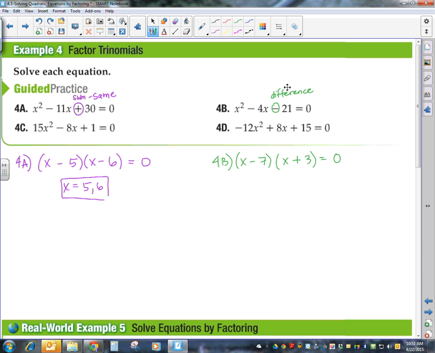The signs have to be different. I knew it was minus 7 because I have a minus 4. So negative 7 plus 3 is what's going to give me negative 4. So that gives me an answer of x equals 7 or negative 3.